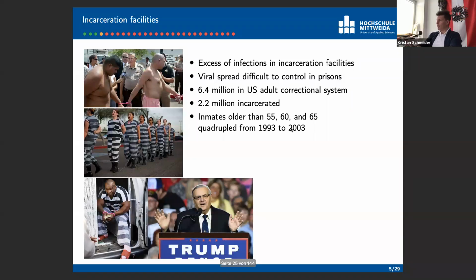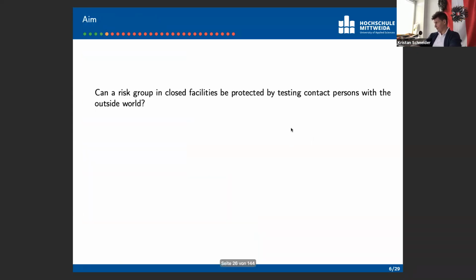And what is important is that inside such facilities, the number of inmates older than 55, 60, 65 years of age quadrupled since the early 90s, or in the 90s to the early 2000s. So there's a rapidly increasing elderly population in US prisons. So it's a high risk group in there too.